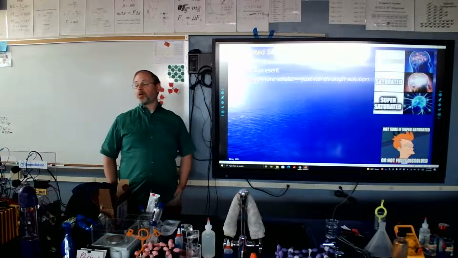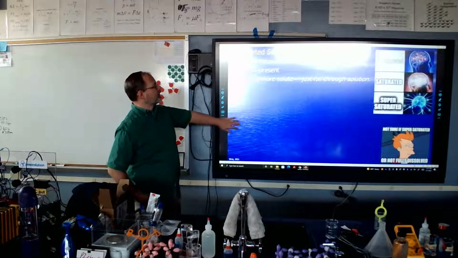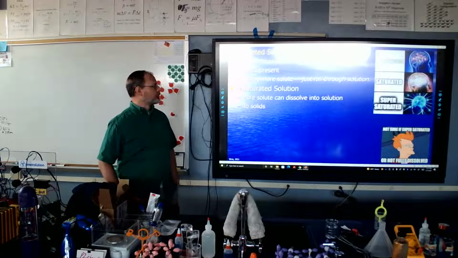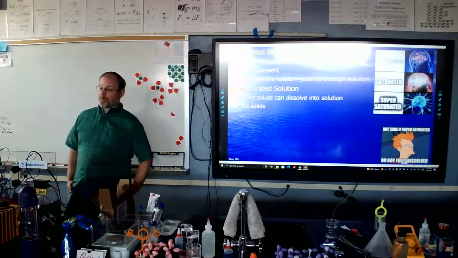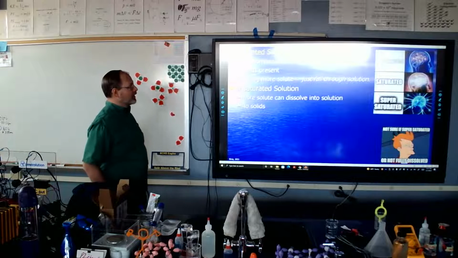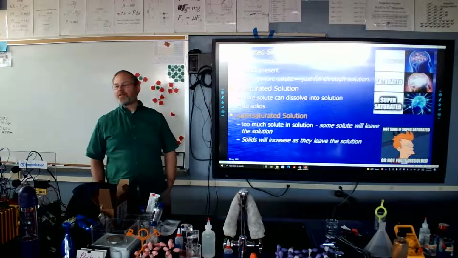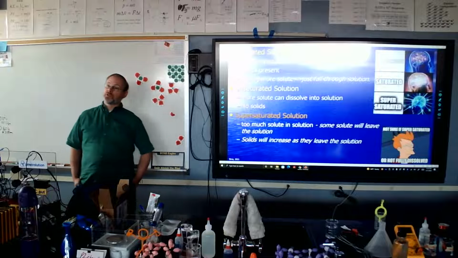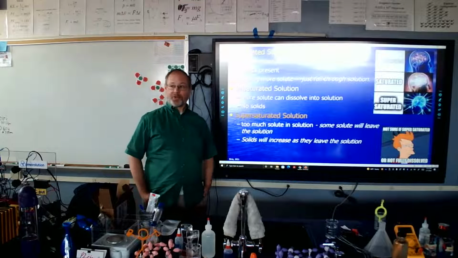If the solution can hold more, then we say it is unsaturated. If there's room for the solution to absorb some more of the salt, we say that solution is unsaturated. And then if there is too much in solution and things start falling out of solution, if crystals start precipitating, we say it is supersaturated.